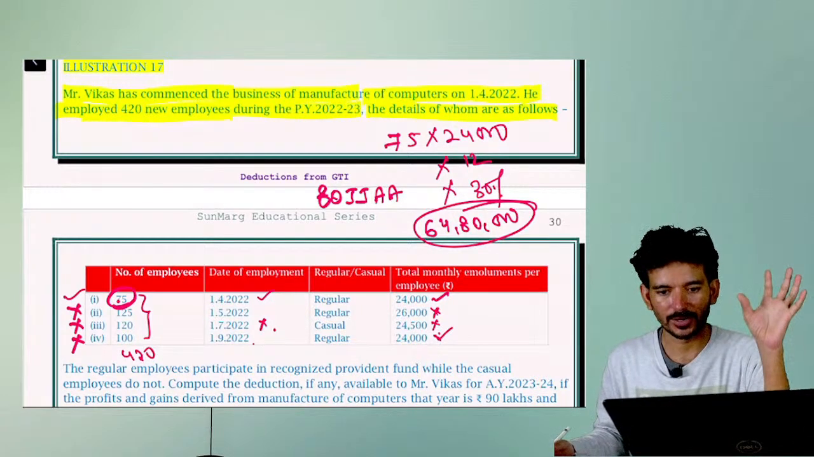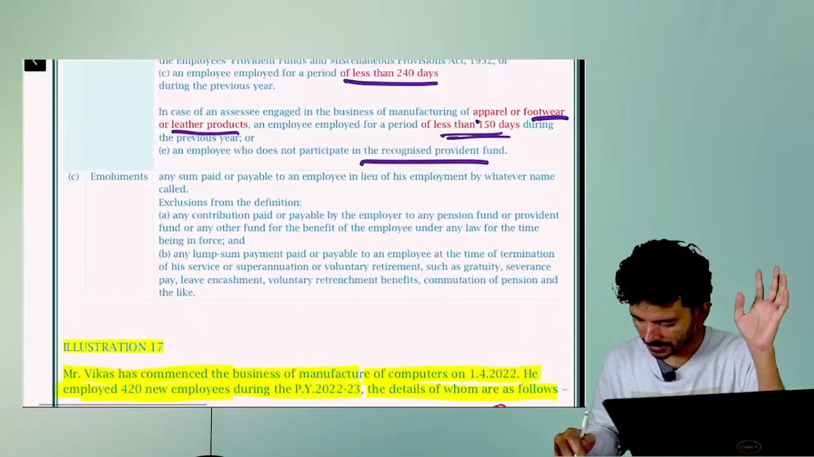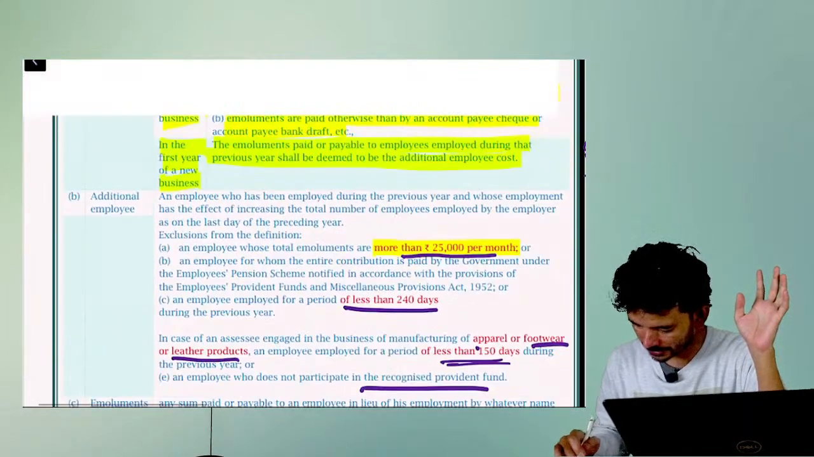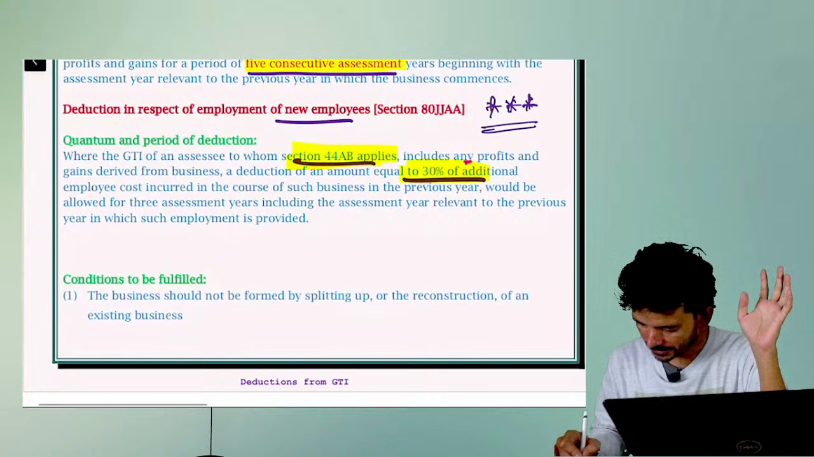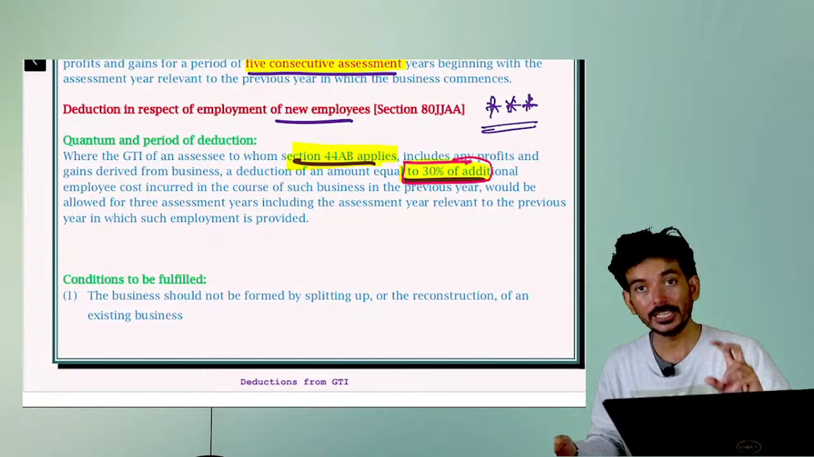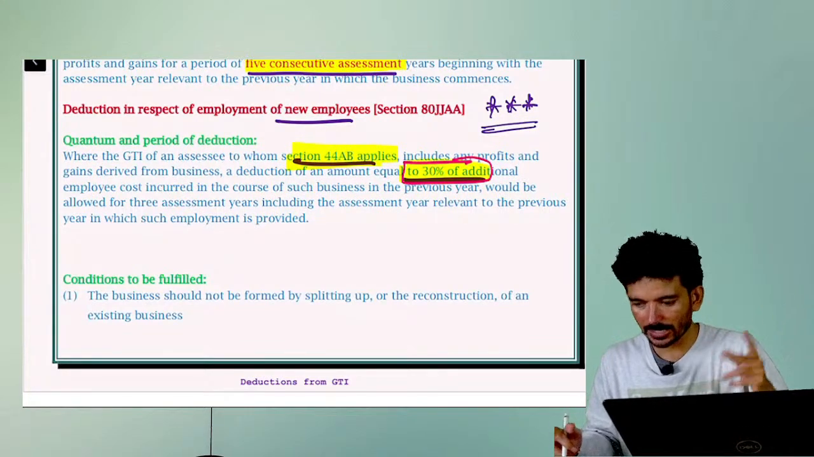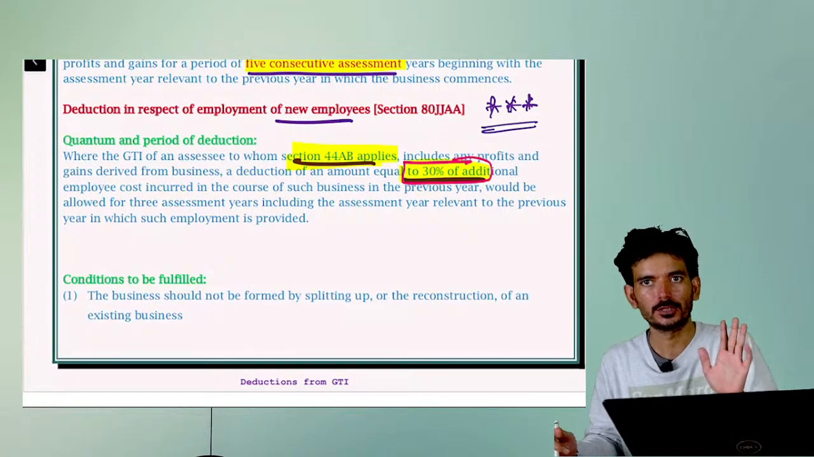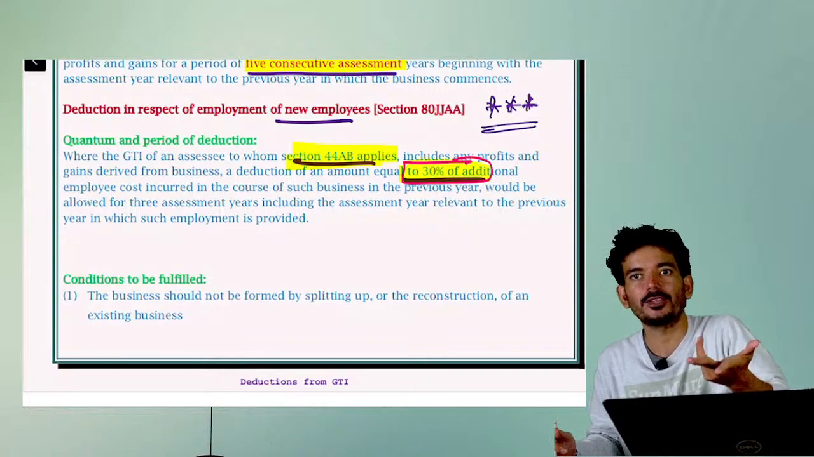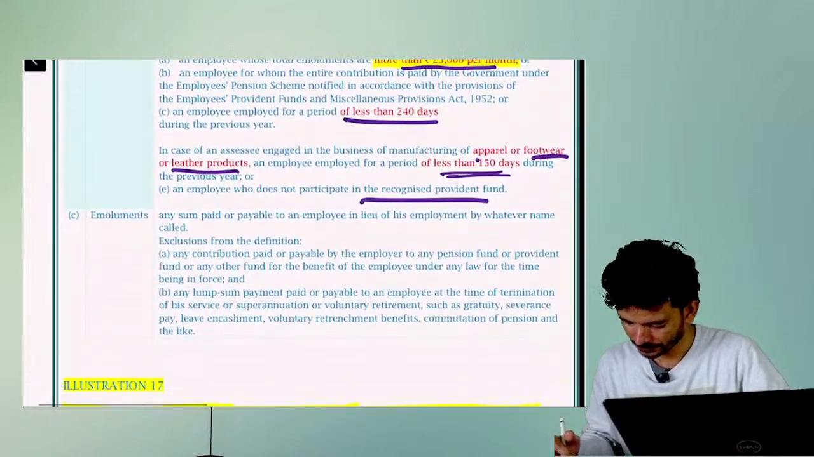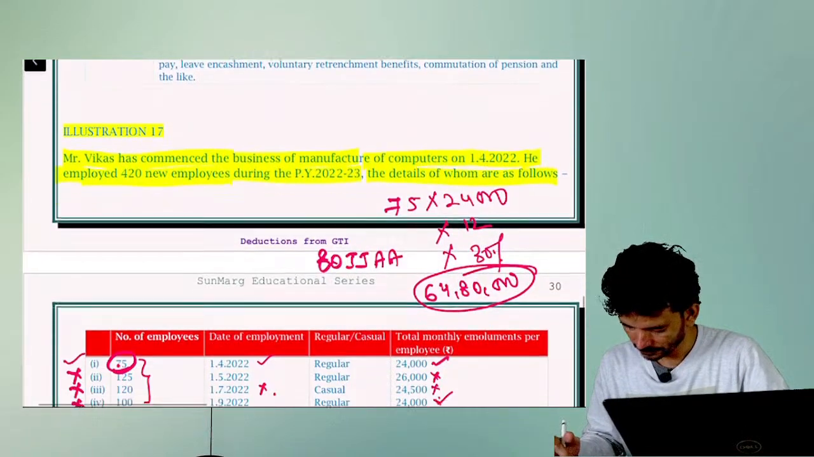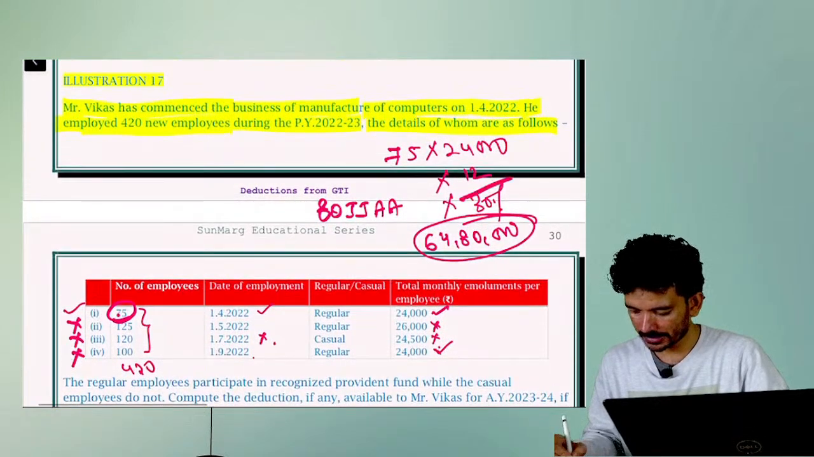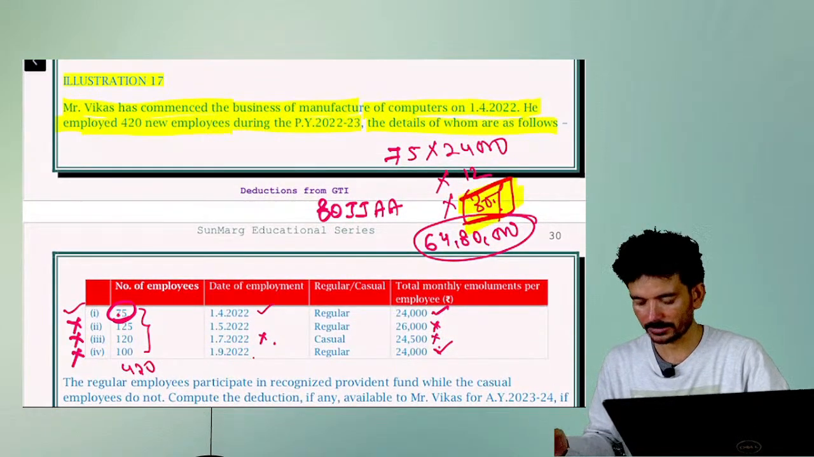30% is given in the section only. Additionally, whatever the remaining normal salary you are paying, everything you will debit to P&L, no issues. This 30% is additionally you will claim. From an examination point of view, remember 30% for the section.